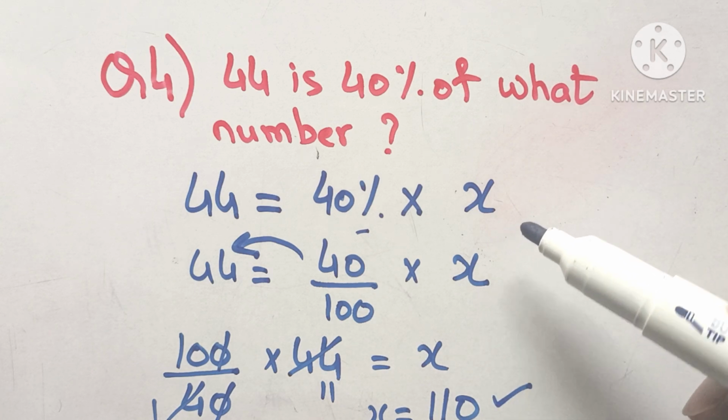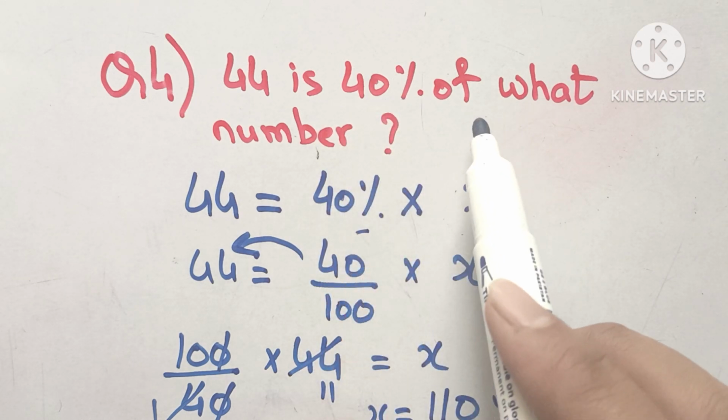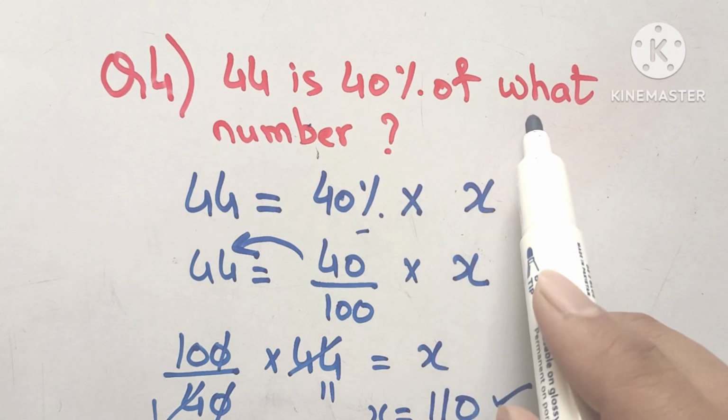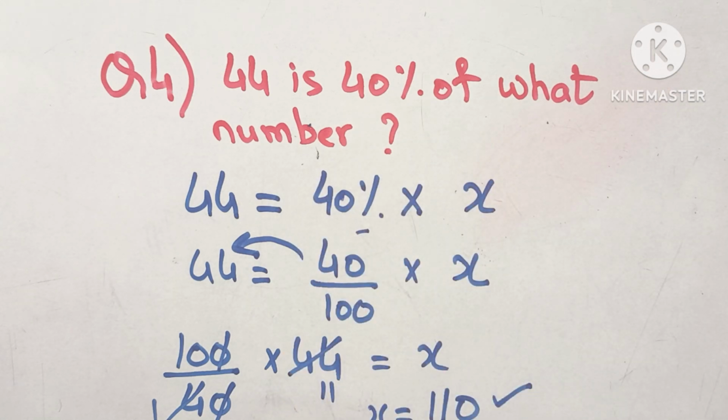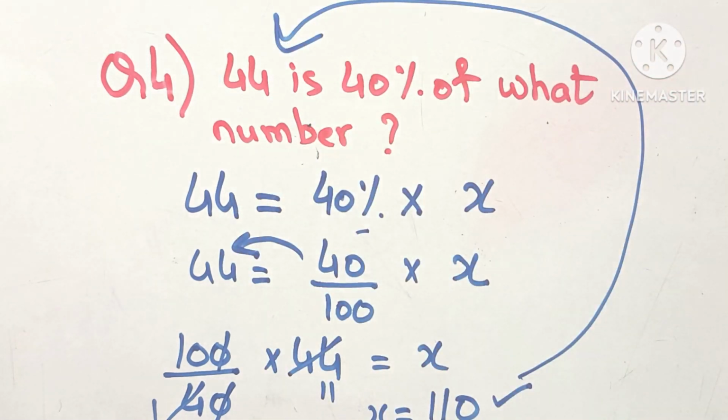Okay, so what is this 110? The question was, 44 is 40% of what number? This is the number. If we take out 40% of this number, we will get 44.